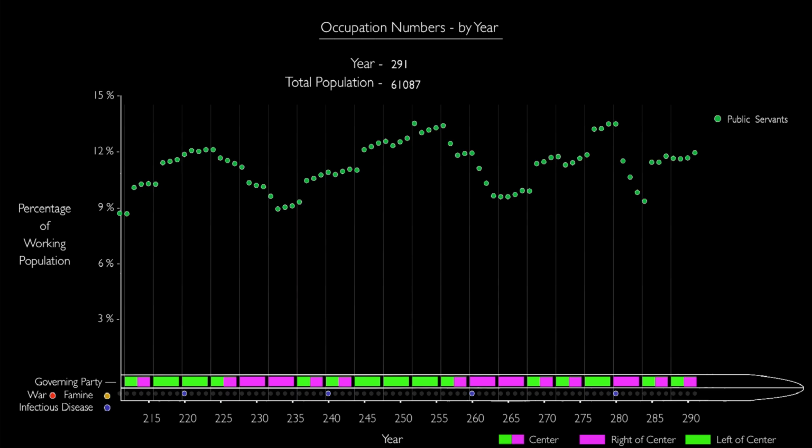So the left of centre party increases government spending, and we see an increase in public servant numbers, and the right of centre party reduces funding, and consequently the number of public servants goes down. And once again, this pattern continues on for the rest of the century as political parties continue to change.